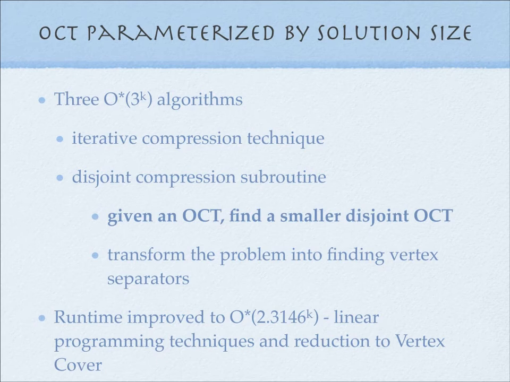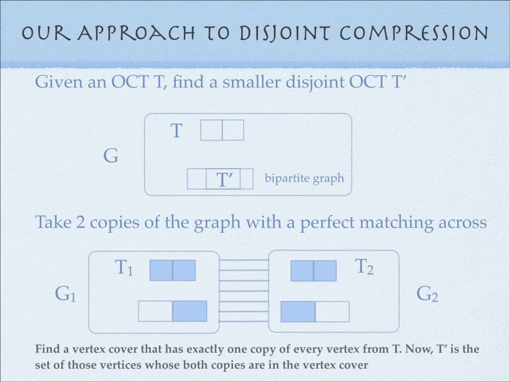After nearly a decade, the bound for OCT was improved to 2.3146 par K using linear programming techniques and a reduction to vertex cover. We will now describe our approach to the OCT disjoint compression problem. Just to recall, the problem is: given an OCT T, find a smaller disjoint OCT T prime, if one exists.